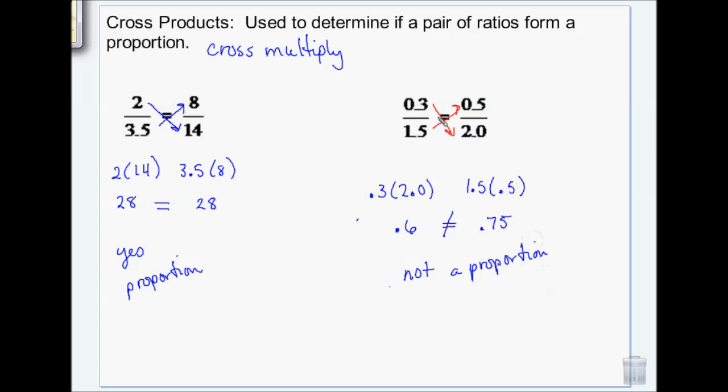And again, this had decimals in there. It's not so easy to say, okay, well, what do I need to multiply to turn a 0.3 into a 0.5? Or what do I need to divide by? It's not that easy to do. So you can cross multiply, and that makes it much simpler.